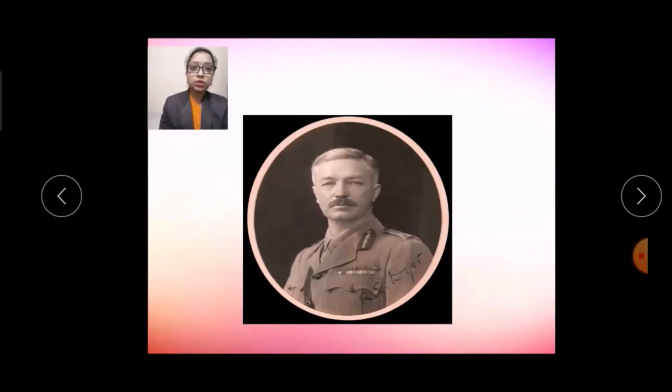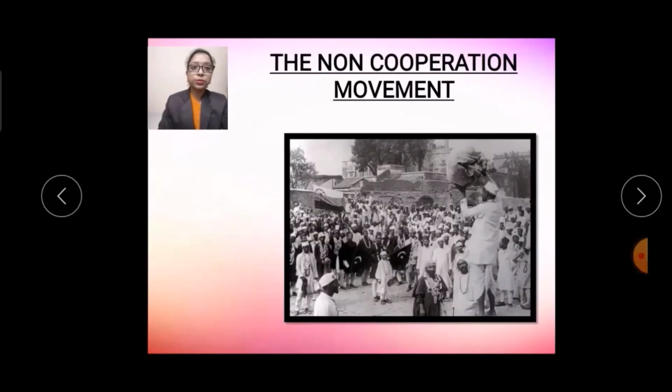In July 1920, however, the House of Lords in Britain forgave Dyer. House of Lords in Britain means the upper house of the British Parliament. So the upper house of the British Parliament forgave Dyer. Now let's see next, children. This is our next topic, the non-cooperation movement.